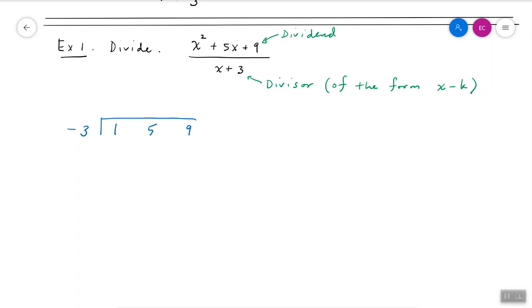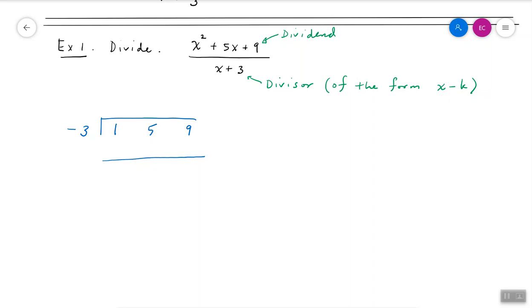So we take the constant in the denominator, the plus 3, and we change the sign, and we put a minus 3 out in front of the house, if you will. And so now our division problem is set up. And so now what we're going to do is skip a row, skip a space, and then draw a line underneath.